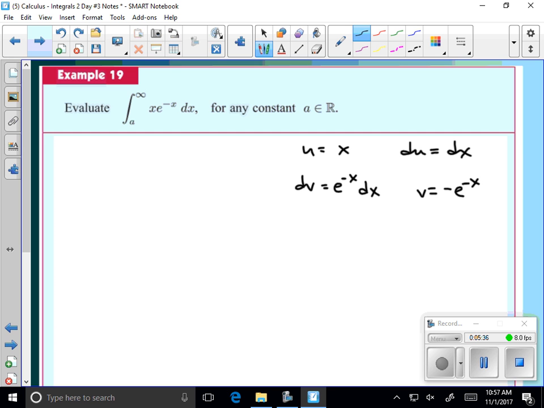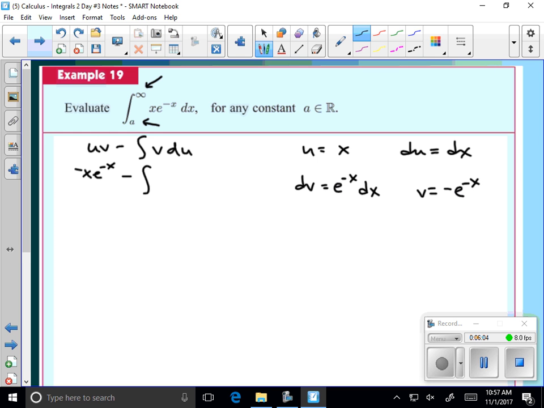Okay, so I'm going to go uv minus the integral of v du. I'm going to ignore these two right here. I'm going to ignore the limits for just a moment, and then I'll bring them back in afterward. So I get uv minus the integral of v du. So uv is negative x e to the negative x, minus the integral of v du.